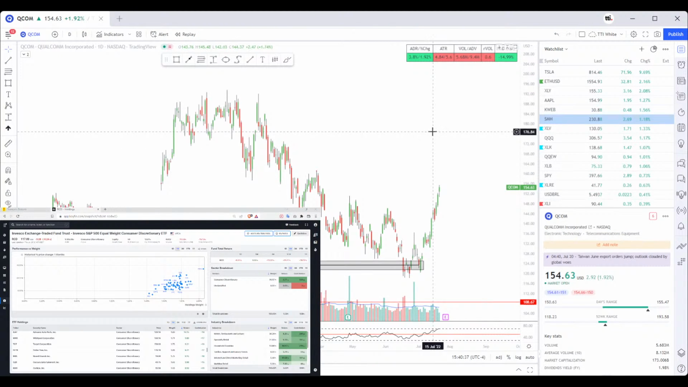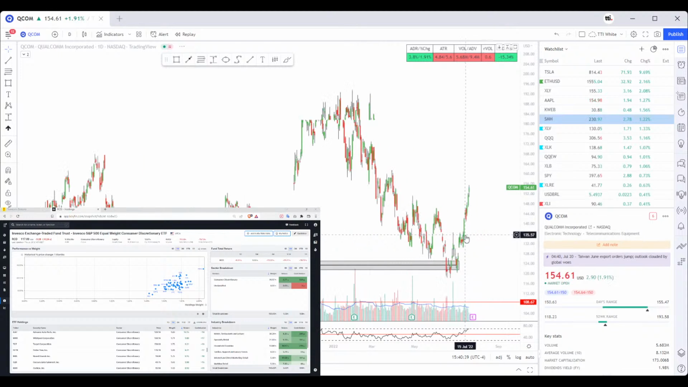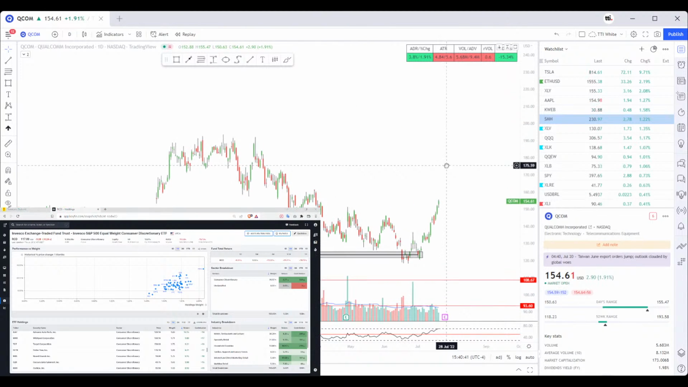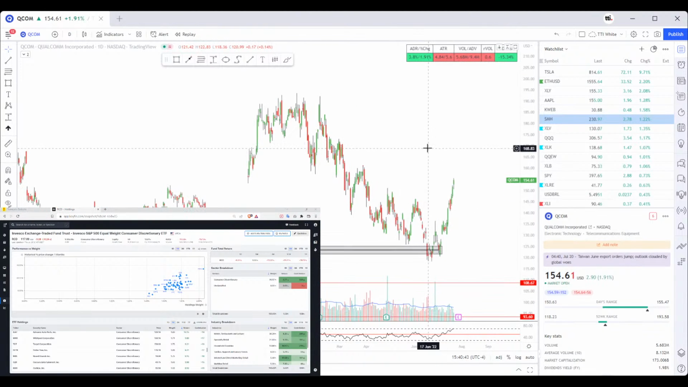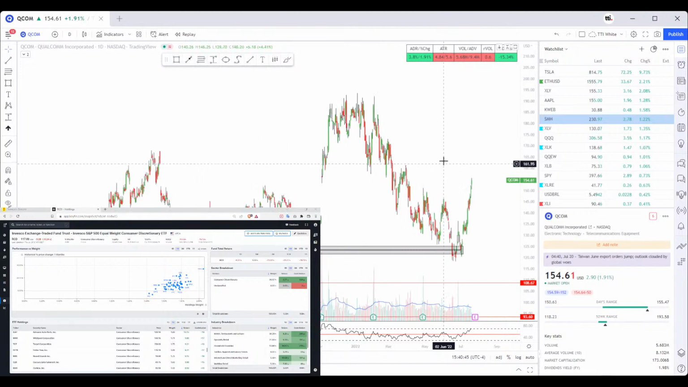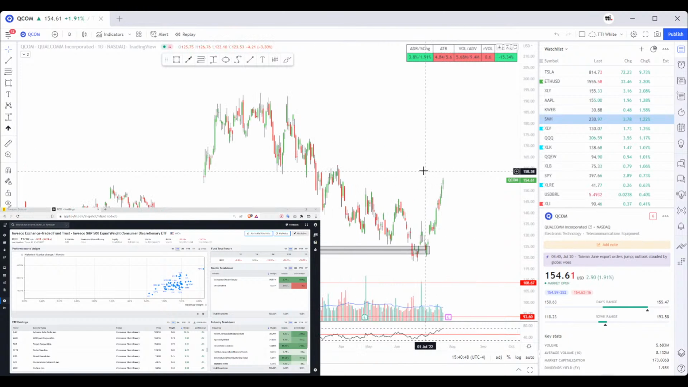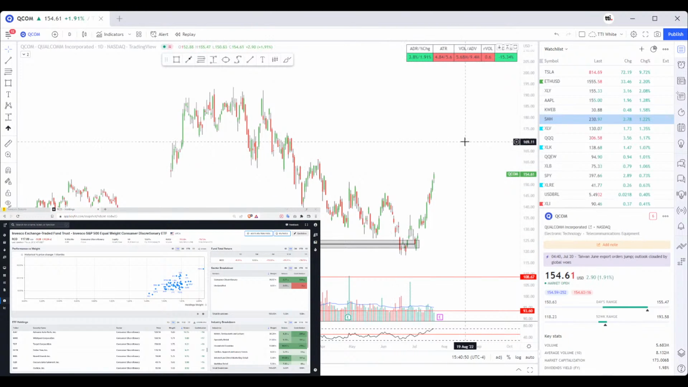So QCOM showing relative strength across everything. Marcos is the one that pointed that out yesterday. And that trend continues today. That's why we do this, right? Find the relative strength in the market. QCOM was showing the greatest relative strength over the last 2 weeks of trading. And here it is again, out of all of the major semiconductor names, it is outcompeting all of them.